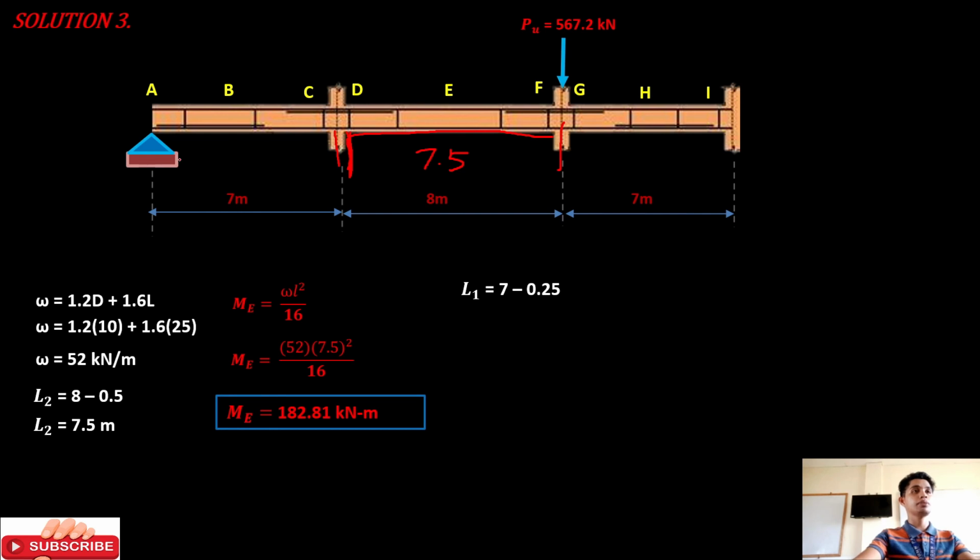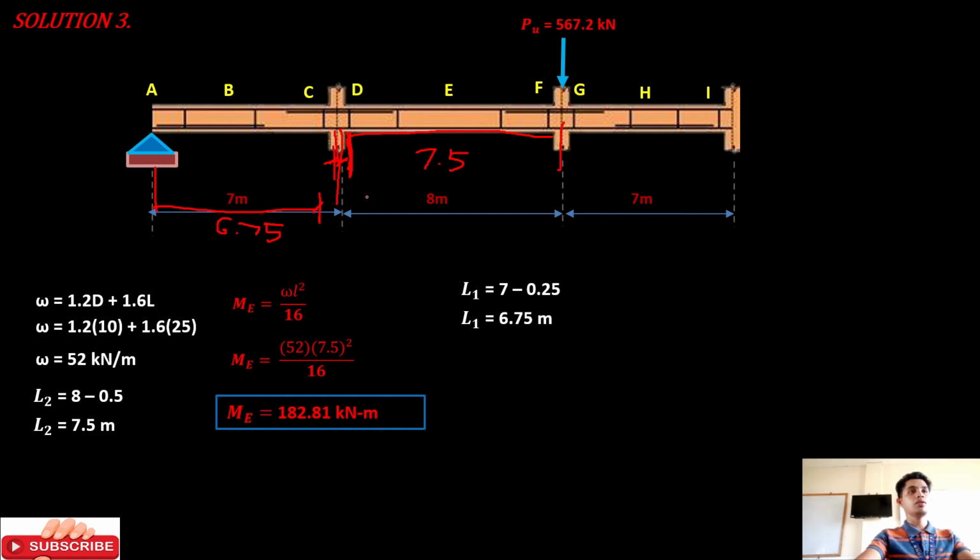Then, moment sa D, since negative moment yon, WL squared by 11 lang yun. So, kailangan natin clear span nito. 7 meters minus 0.25. Bakit 0.25 lang? Kasi dito, column yung support, so kalahati lang ni 0.5. Dito, hinge. So, mula dito hanggang dito, ito yung clear span niya. Na 7 minus 0.25 is 6.75. So, naintindihan nyo na. Kalahati lang ni column yung ating support.